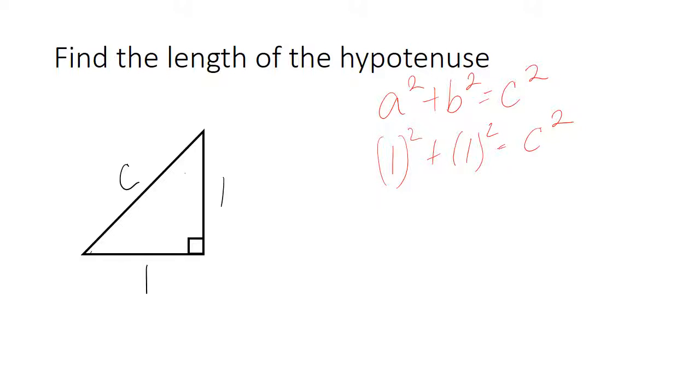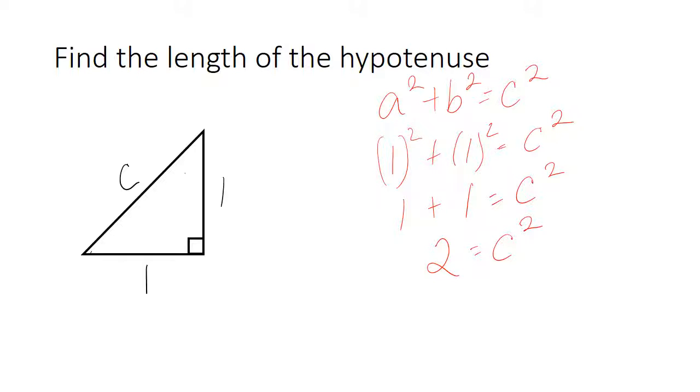Go ahead and square them. 1 times 1 is 1, and 1 times 1 is 1. I'm going to combine my 1's now. I'll have 2 is equal to C squared. The way I get rid of my square is I take the square root of it. So to undo a square, you take the square root.